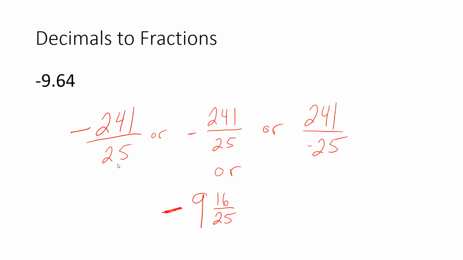All right, here are the solutions. Any of these will do. Negative 241 over 25, or you can put the negative sign out front if you don't want to put it in the numerator. Negative 241 over 25, or 241 over negative 25. All of these are the same thing. The negative can go in the numerator, the denominator, or out front, as long as you have only one negative sign. Or you could write it as a mixed number, negative 9 and 16/25.